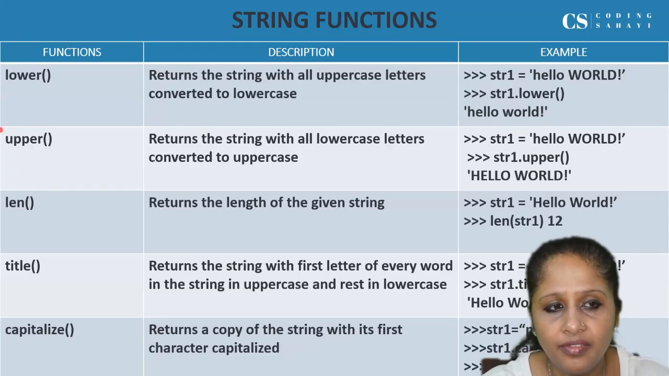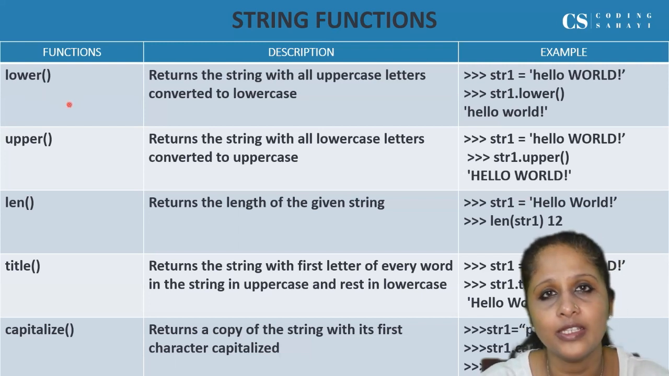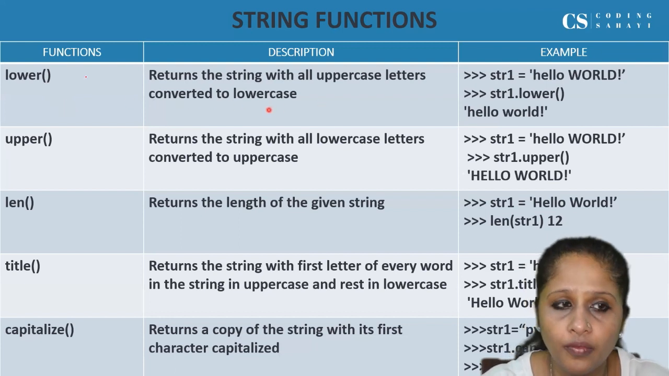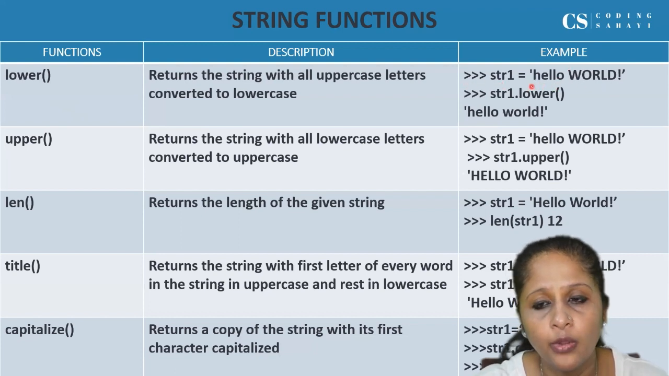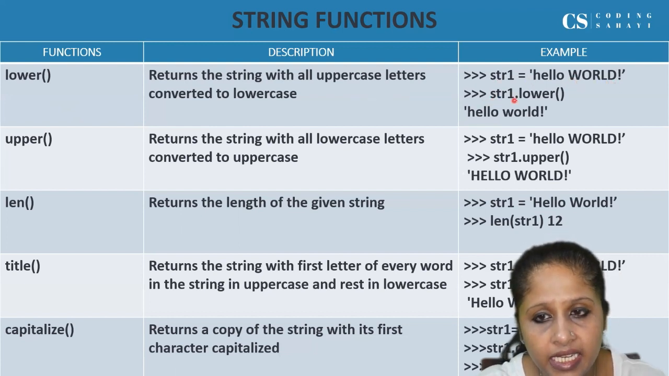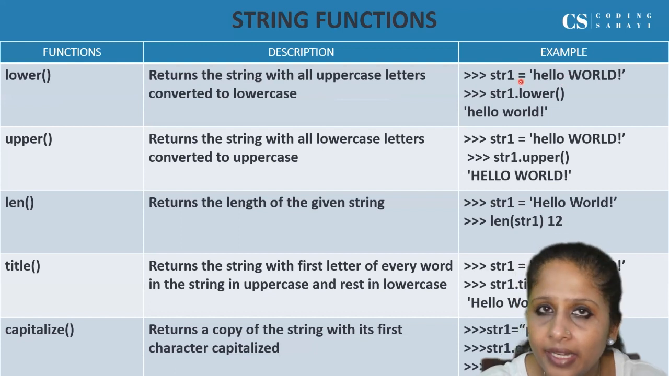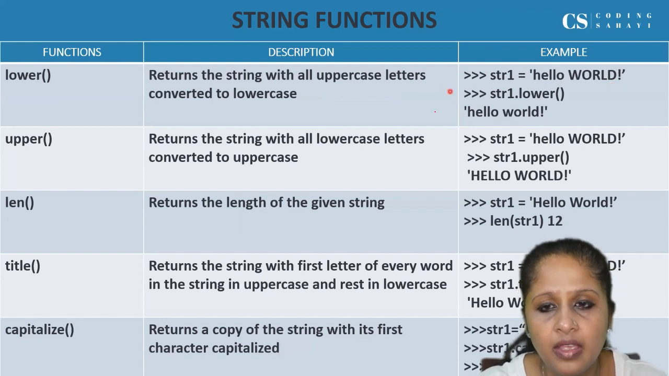String functions. Here we have the lower function. The lower function is used to convert uppercase letters to lowercase. Wherever you have uppercase letters, they will be converted to lower. Here is an example: str1 is equal to Hello World, in which hello is in small letters and World is in capital letters. Then we write str1.lower(). In this case, hello is already in small letters, so there is no need to convert. Capital World is converted to small letters. So this is our lower function.